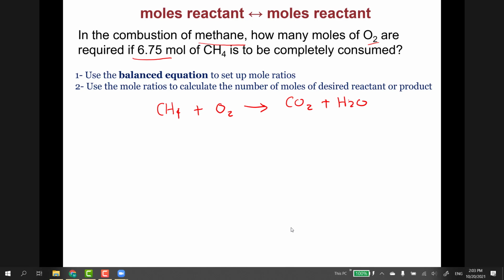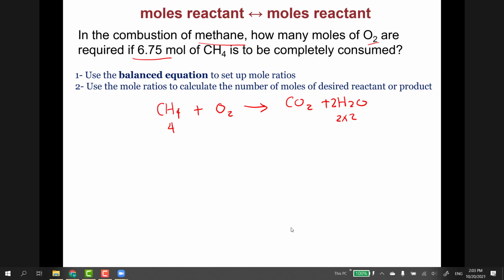If we start with carbon, it's already balanced. So we can move to hydrogen. We have 4 hydrogen here, but only 2 here, which means we need to multiply it times 2, or we need to add 2 as a coefficient in front of water. Now we have hydrogen atoms balanced in the equation.